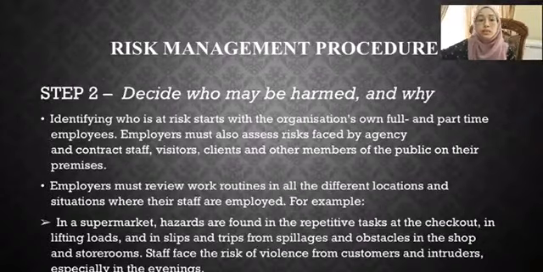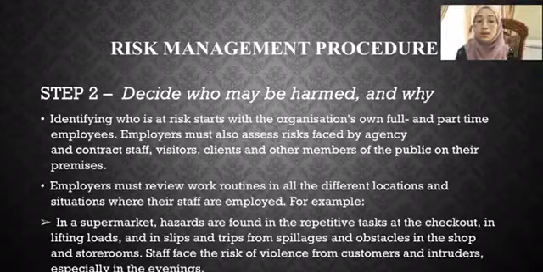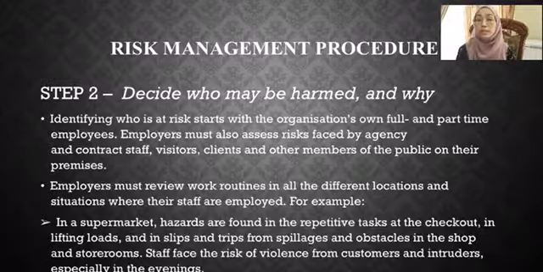Second step is decide who may be harmed and why. Identify who is at risk. Start with the organization's own full and part-time employees. Employers must also assess risk faced by agency and contract staff, visitors, clients, and other members of the public on the premises. Employers must review work routine in all different locations and situations where their staff are employed.